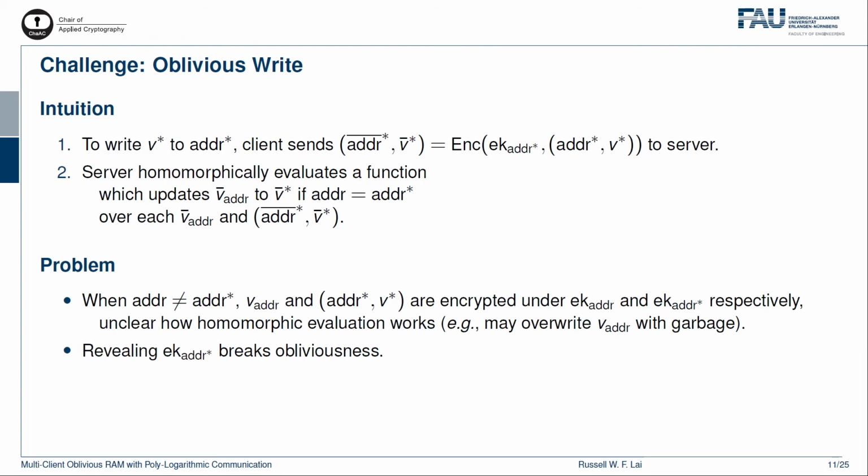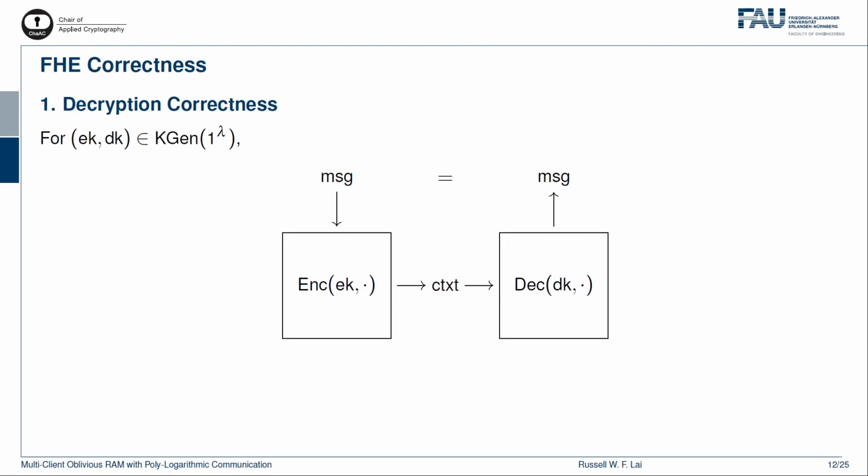To solve this problem, we need to take a closer look at the correctness property of FHE schemes. An FHE scheme is correct if it satisfies two properties. The first is decryption correctness, which says that if we encrypt a message and then decrypt it with the correct key, then we should get the same message back.